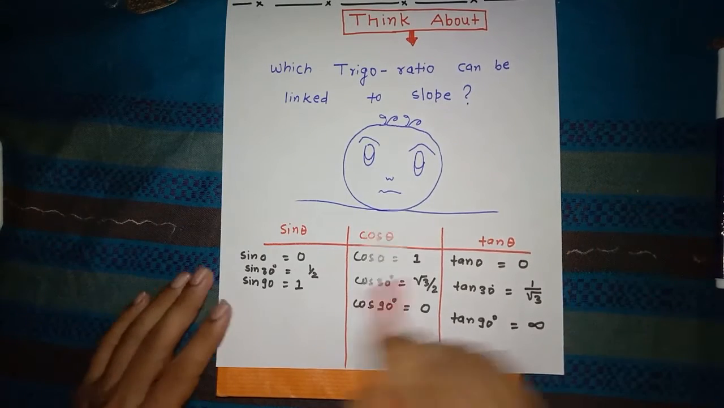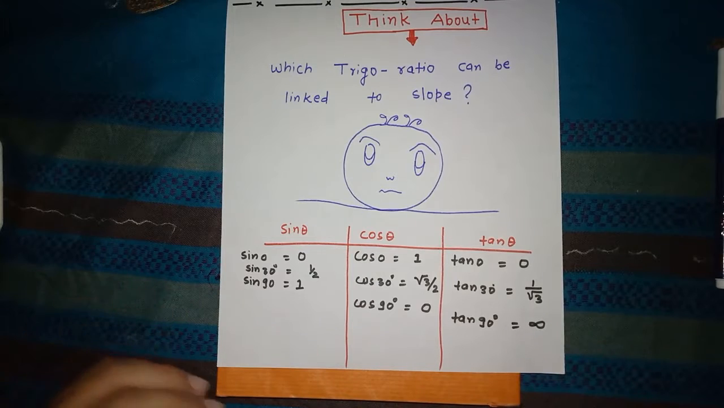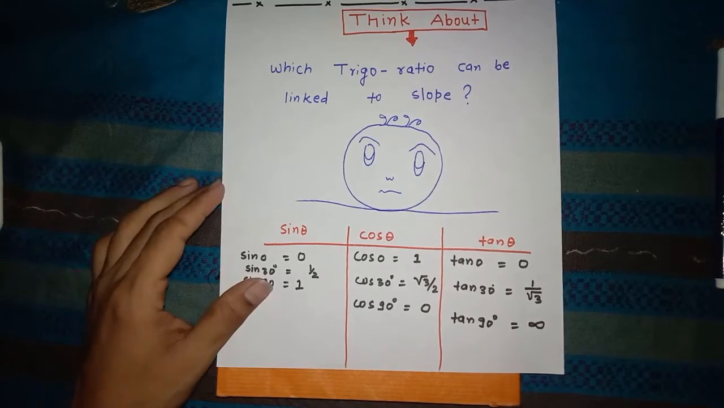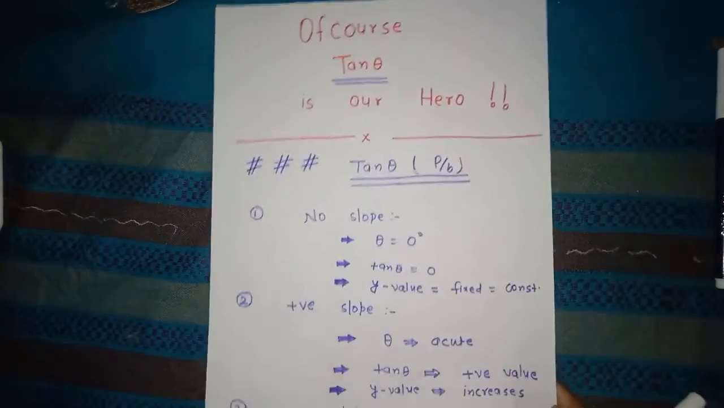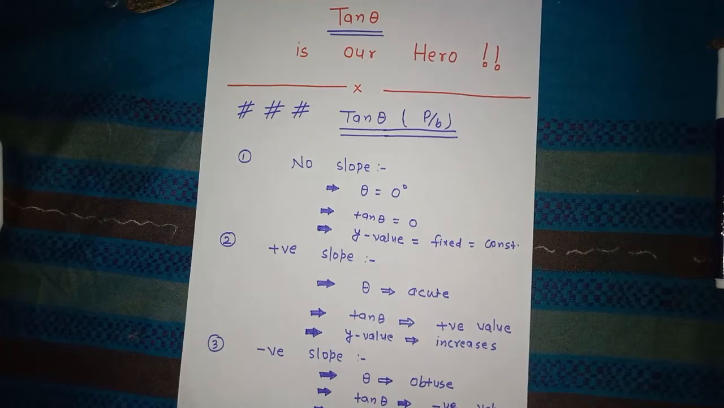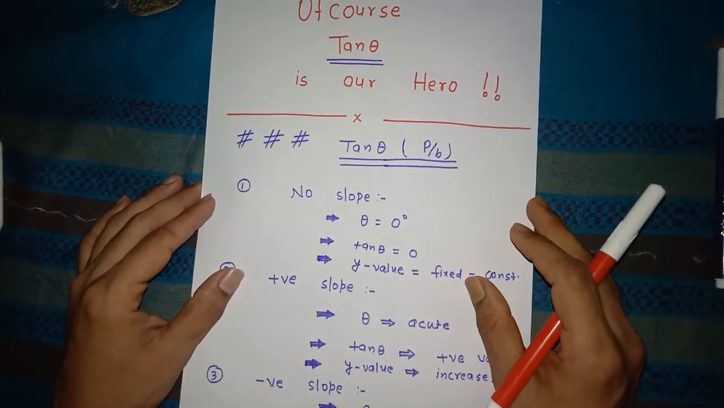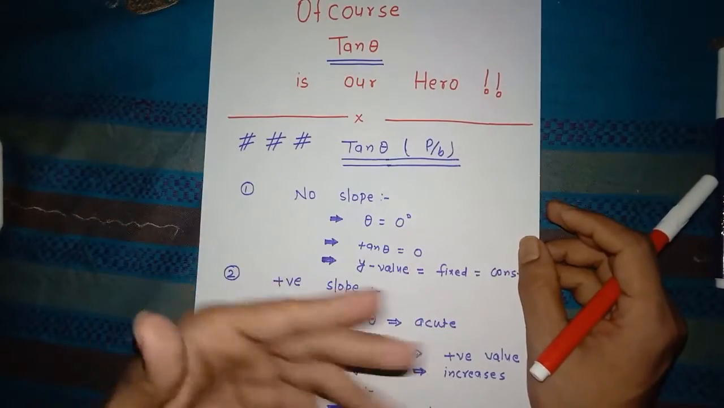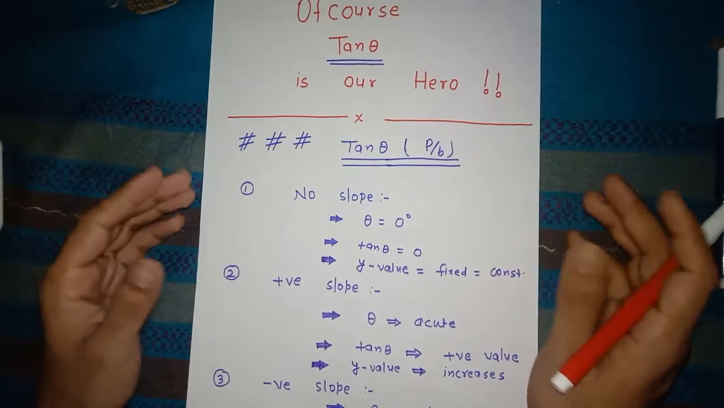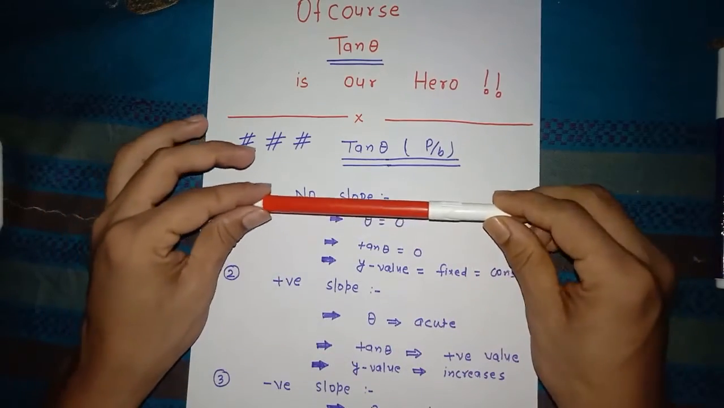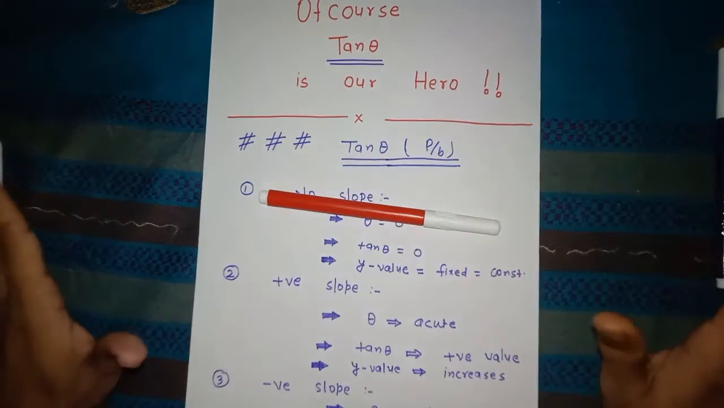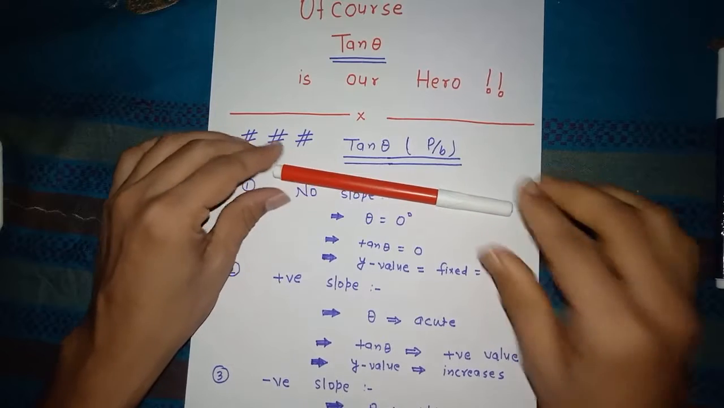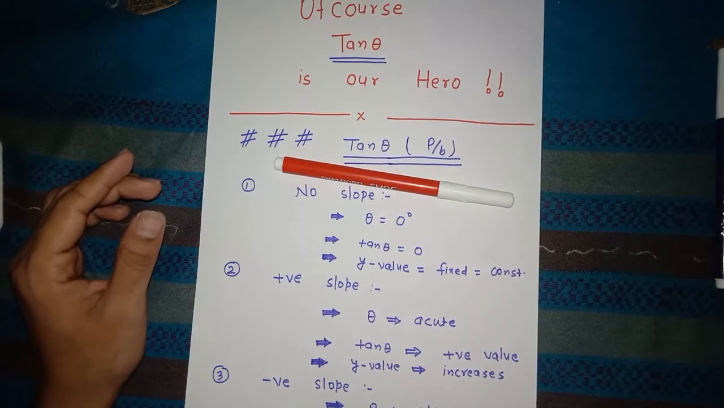So in this case, which trigonometric ratio seems to be connected to slope? Yes, of course, you have thought about it, that it is nothing but tan theta. Have you got my point? So in tan theta, if you take theta as 0, then tan 0 is 0, that means no slope. If there is no slope, it means there is a flat surface, which has no slope at all with respect to the ground.